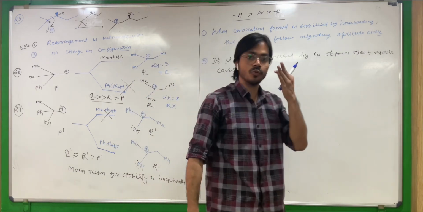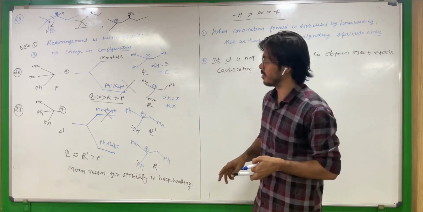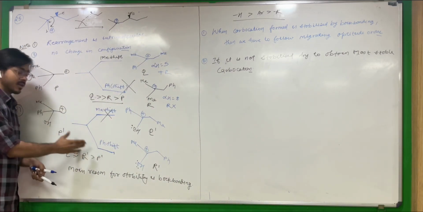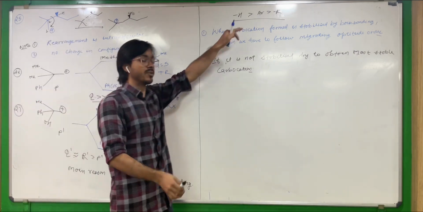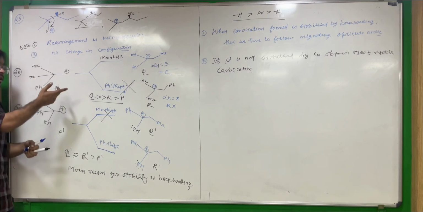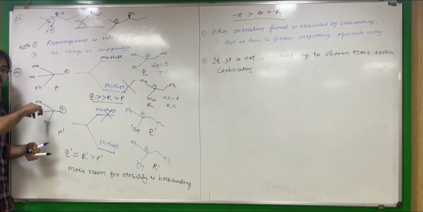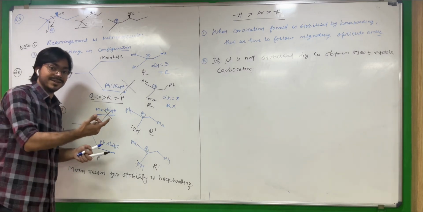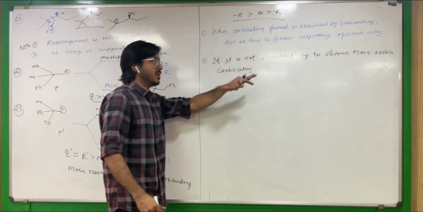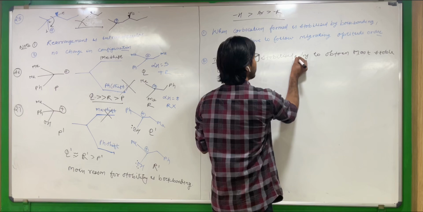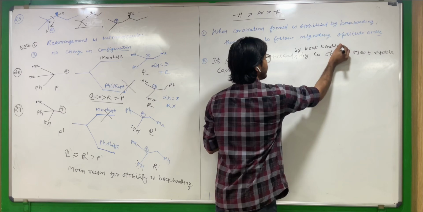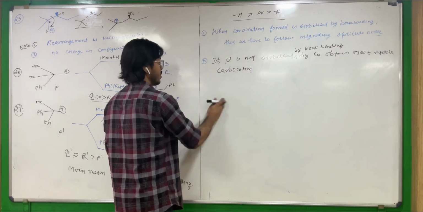I hope you understand when to do methyl shift and when to do phenyl shift, when you have to do alkyl shift and when you have to do phenyl shift. When carbocation is stabilized by back bonding, then only will we follow the migrating aptitude order. If not, then you have to obtain the most stable carbocation. It does not matter; we can move phenyl and we can move methyl. If after shifting phenyl we get a more stable carbocation, then we will shift phenyl. Understand? I will give you one example.